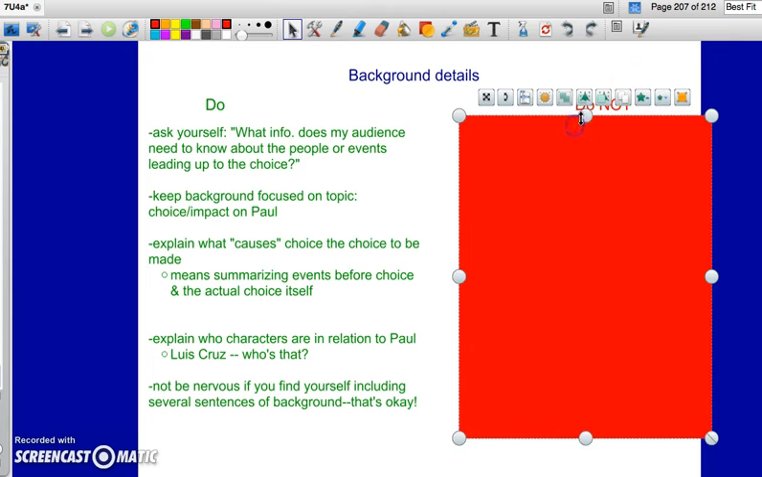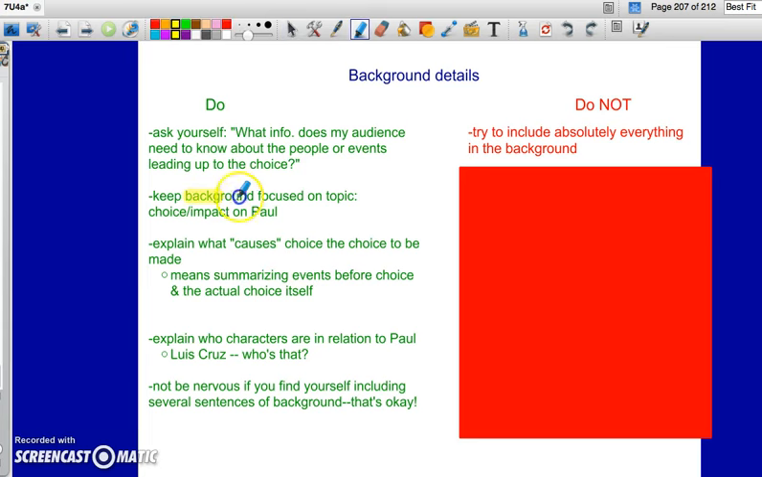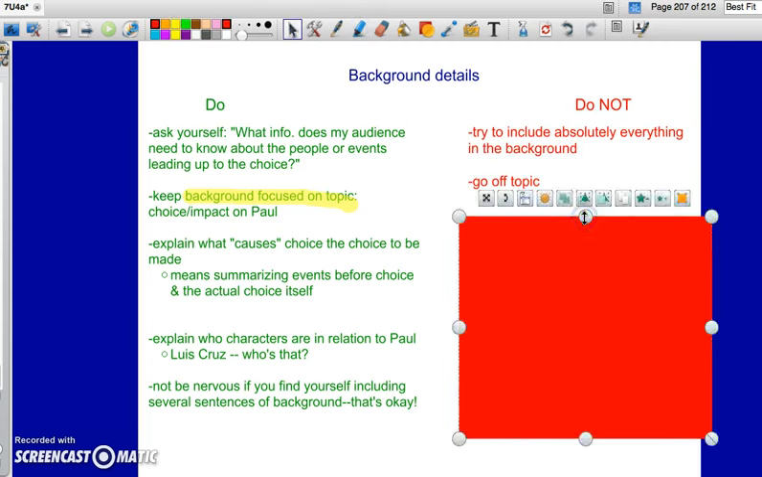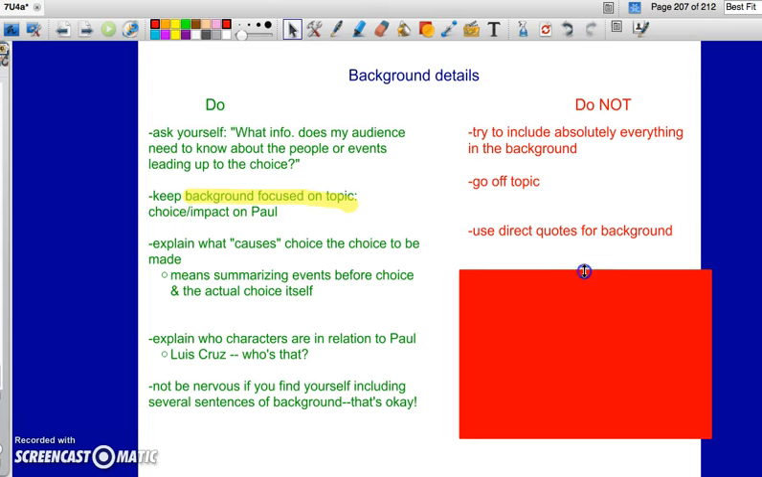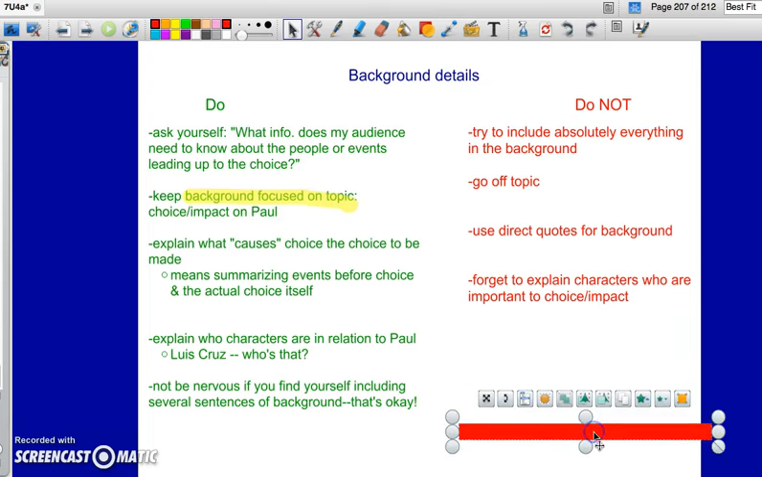So do nots when we're talking about background. Don't just try to include everything in the background. Remember to keep it really focused on the topic. Others do nots. Don't go off topic. Again, keep it tight, keep it focused. Don't use direct quotes for your background. Not needed. Do not forget to explain who characters are in relation to the choice and the impact. And that's it for do nots.